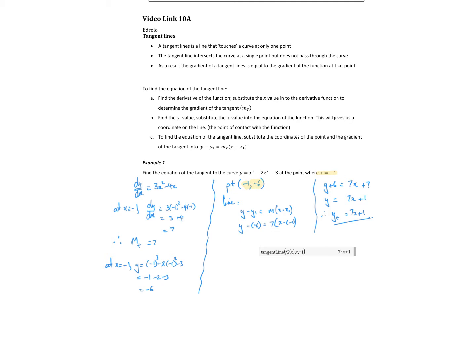Now I need a gradient. To get a gradient, I get the derivative. So dy/dx is 3x squared minus 4x at x equal to -1. I substitute that in, and I get 7. So the gradient of my tangent line is equal to 7.